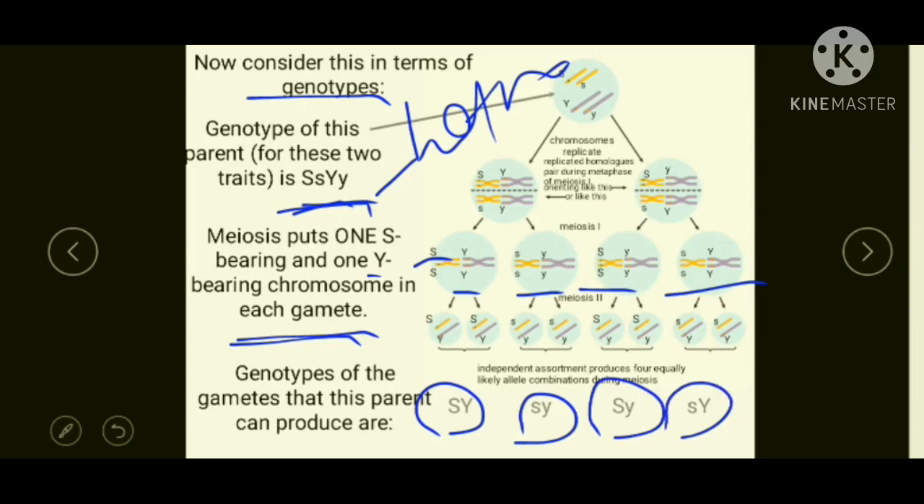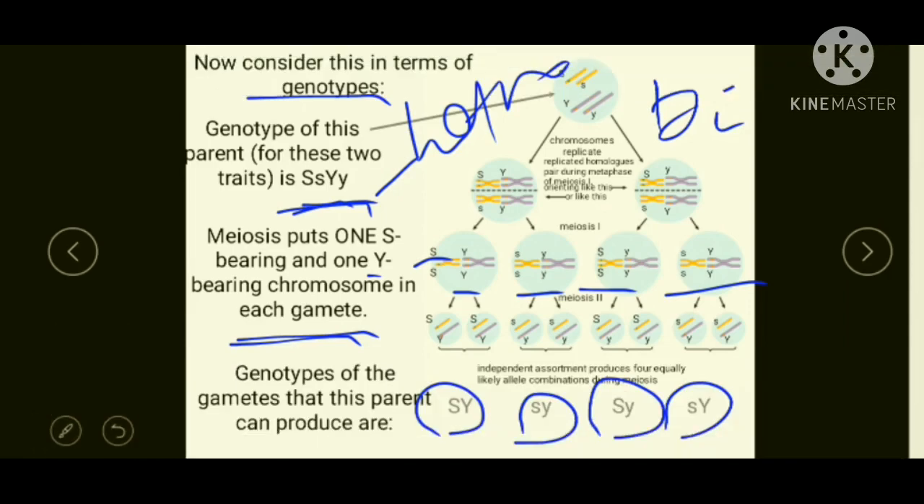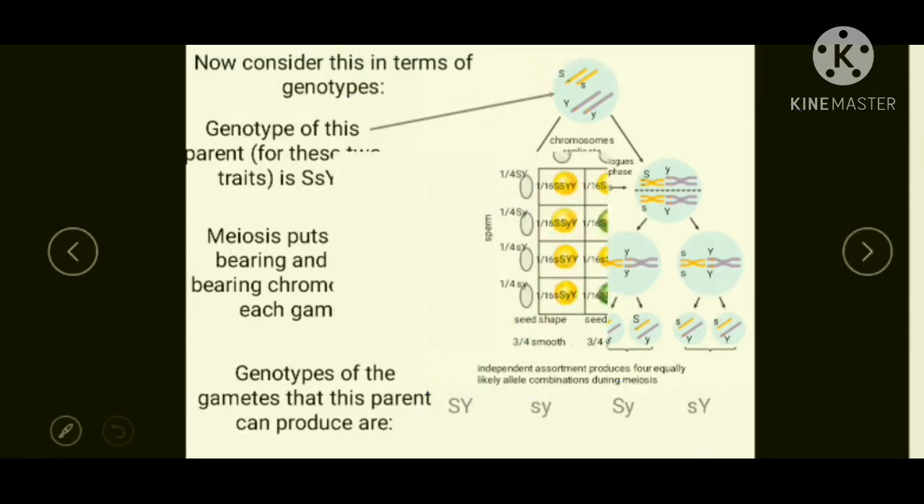So they all are what? Bearing the alleles S and Y. This is known as what? The law of independent assortment. Each allele is assorted independently during gamete formation, or during sex cells. But this law applies to what? To a dihybrid cross.